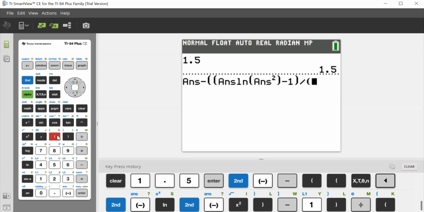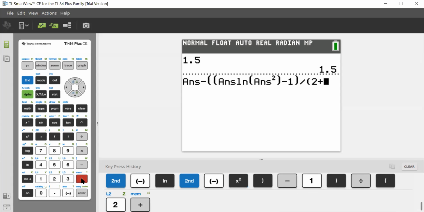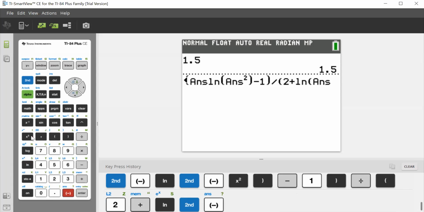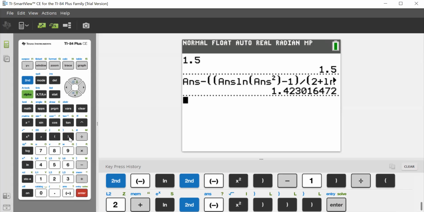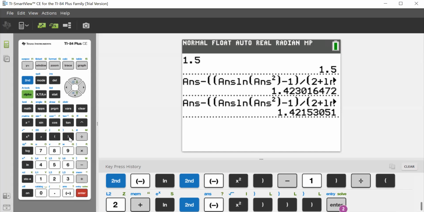And then what was our derivative there? It was 2 plus ln of x squared, I think. Is that right? So 2 plus ln of answer squared. Close that parenthesis. Close the parenthesis for the denominator. Close the parenthesis for the entire fraction. Hit enter. We get 1.423016472.